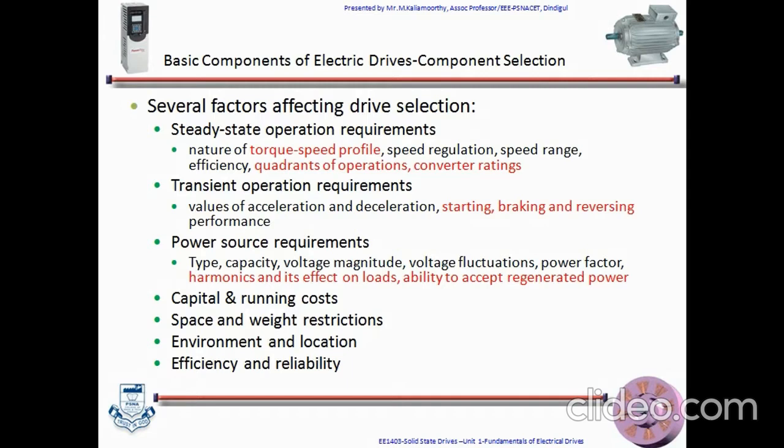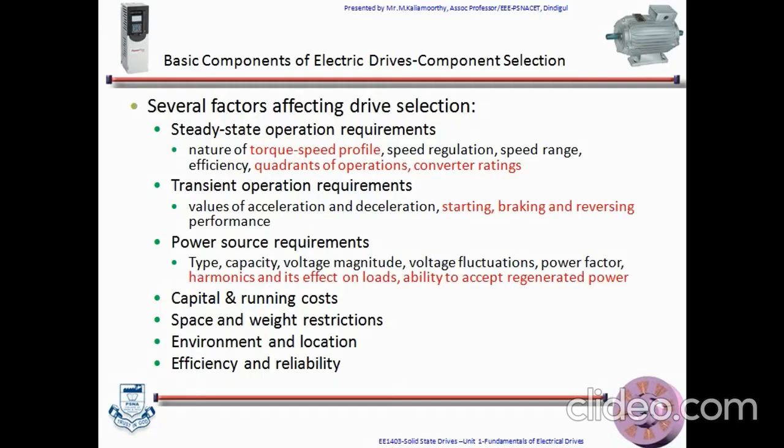Then what are the voltage fluctuations? How much fluctuation there is in the voltage, I have to study, and based on that I have to decide my converter. What is the power factor of the source, and is it a lagging or leading power factor? Then is there any harmonics present in the source, and whether it is going to affect the load very prominently, that has to be decided, and accordingly I have to select the motor types and converter types. Then the ability to accept: whether the source is able to accept the regenerated power from the load towards the source, and if it is not able to do that, then I have to alter the source accordingly. All these factors decide the component selection.